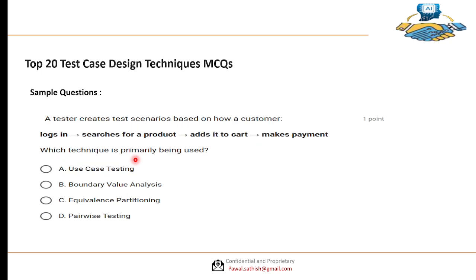Then next we have a question where a tester creates test scenarios based on how a customer logs in, then searches for a product, adds it to the cart, and makes a payment. As a QA, as a manual tester, or as a full stack QA, which technique is primarily being used? You need to understand which technique we will use for this scenario to identify more and more scenarios.